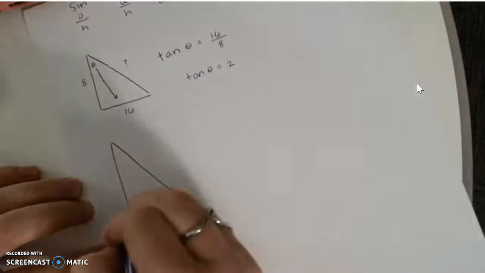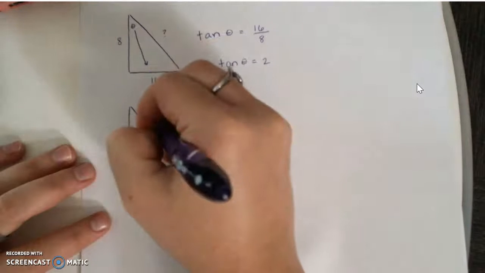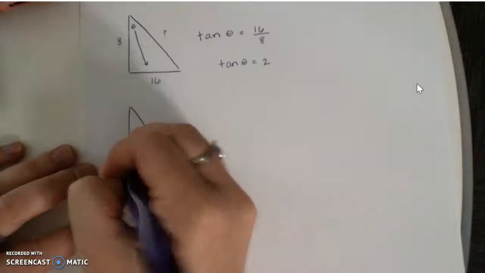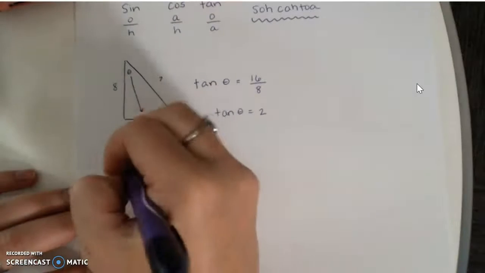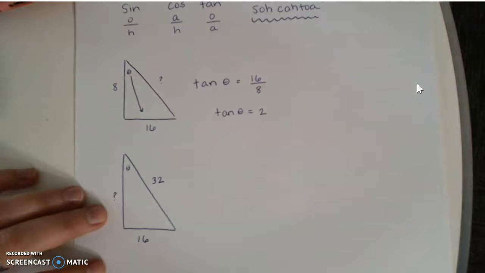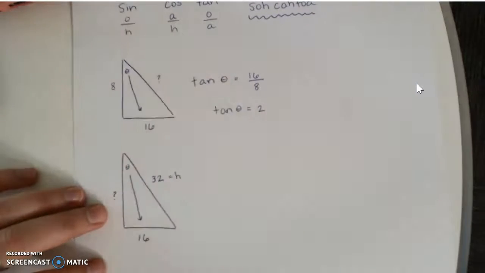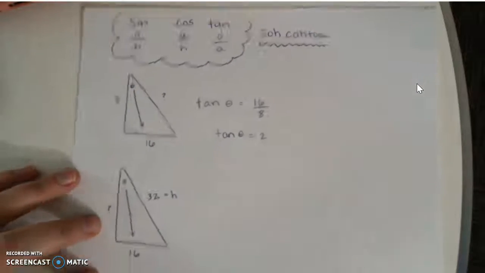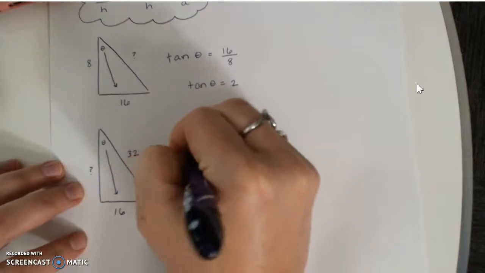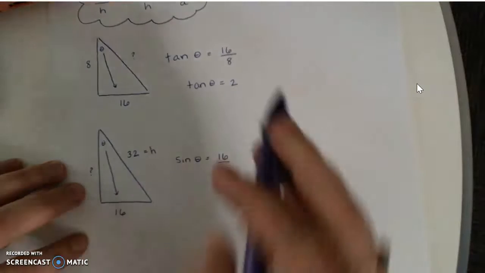Say we had the same triangle, but this side is 16 and this side is 32, and we don't know this side. Well, now I can't use tangent because I don't have my adjacent to theta. So I'm going to have to use my opposite and my hypotenuse. And the identity we can use with opposite and hypotenuse is my sine. So I'm going to say the sine of theta equals my opposite, which is 16, over my hypotenuse, which is 32.